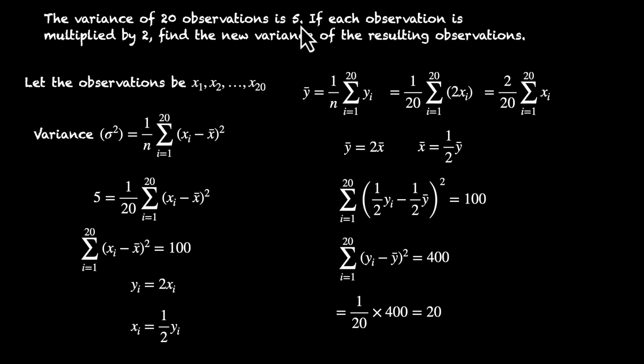Our initial variance was 5. And we can see that 20 is 2 squared times 5. This means our mean doubles and our variance quadruples. Our variance becomes 4 times our initial variance. So that's our first problem.